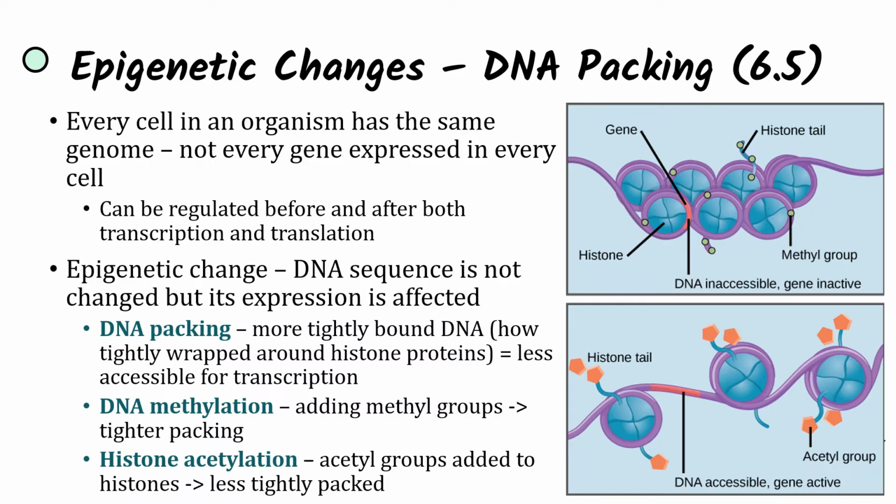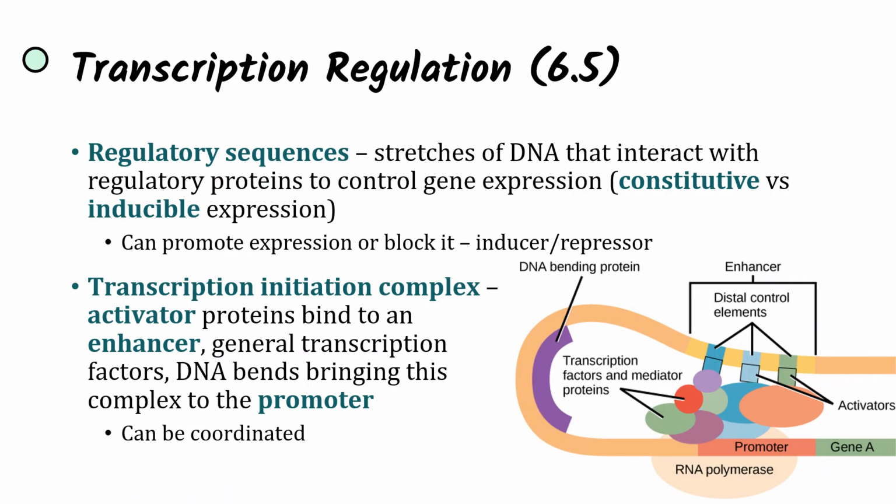And so DNA methylation adds methyl groups and causes tighter packing of the DNA, while histone acetylation adds acetyl groups, which then result in less tightly packed DNA, which is now more accessible for gene transcription. And again, this is a eukaryotic method. So now that the gene is available, the DNA is available for transcription, let's talk about how transcription can be regulated. And again, this is eukaryotic.